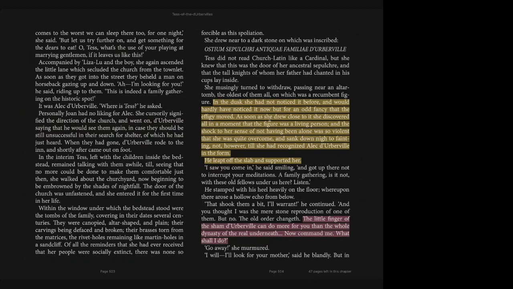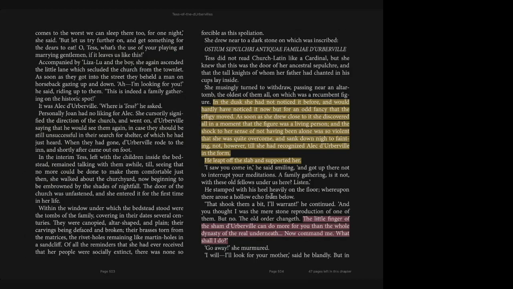"And as she drew close, she discovered all in a moment that the figure was a living person, and to her shock, and the shock to her sense of not having been alone was so violent that she was quite overcome and sank down nigh to fainting, not, however, until she recognized Alec d'Urberville in the form." So he's lying there on it, and he is playing a practical joke on her.